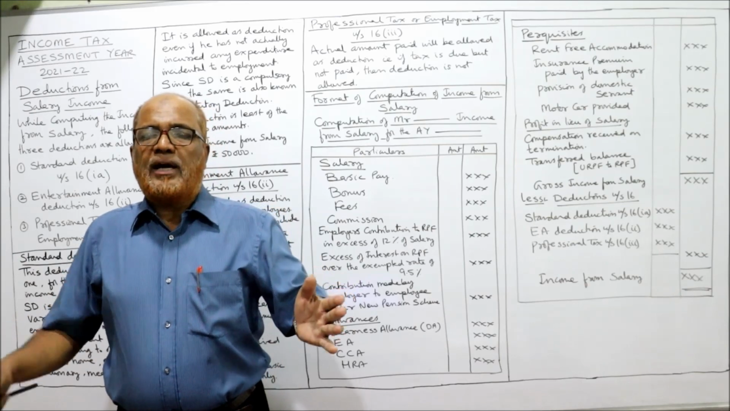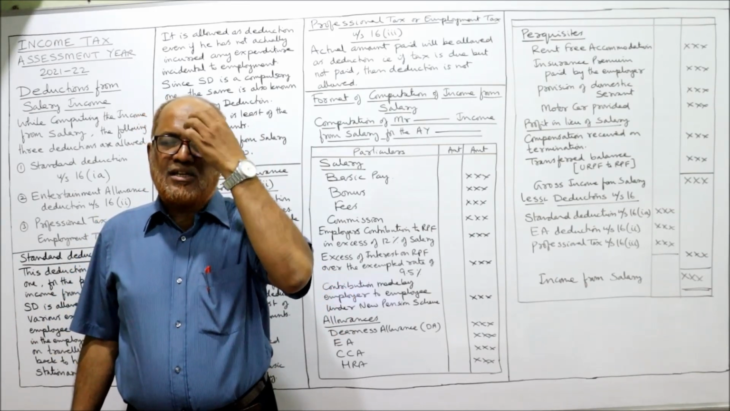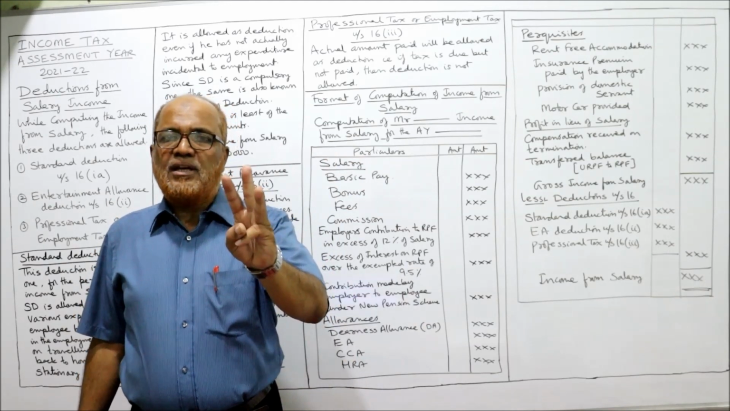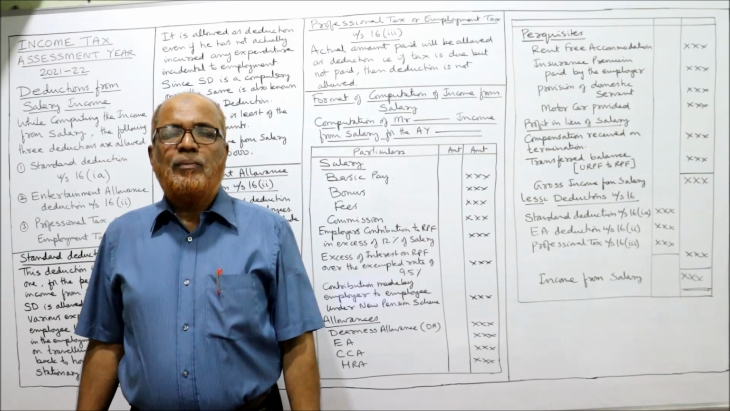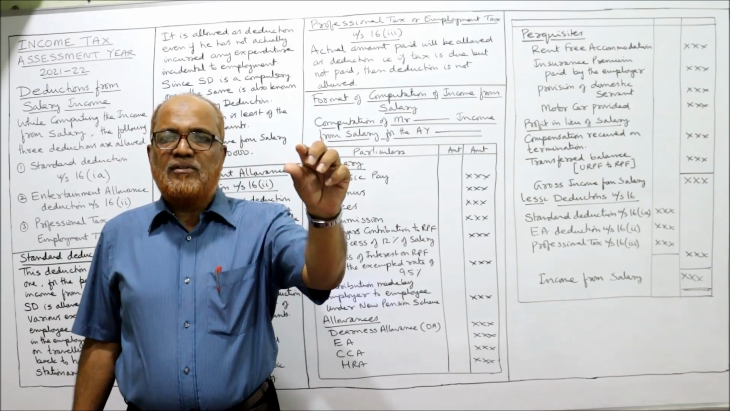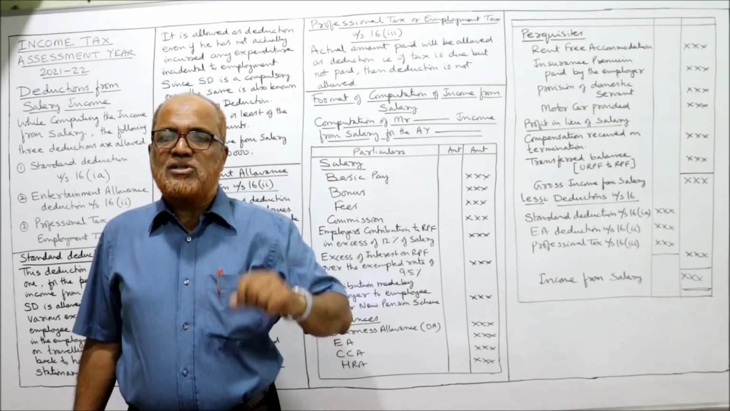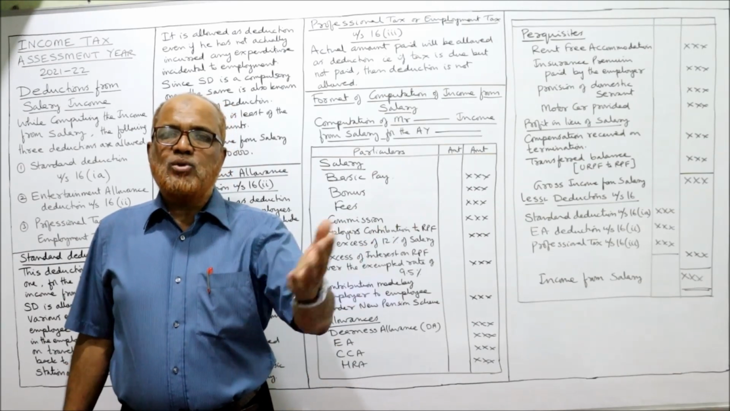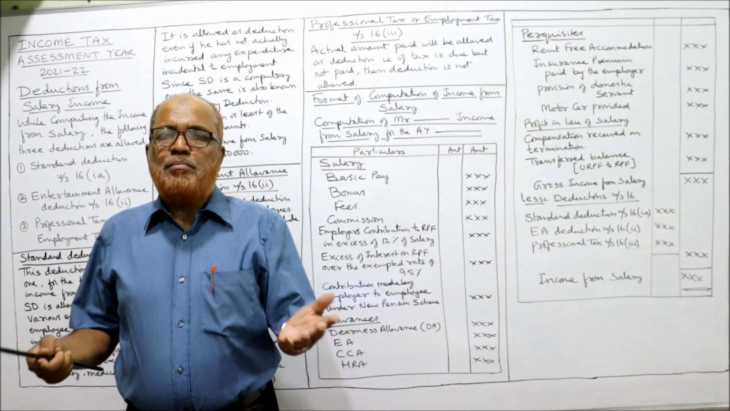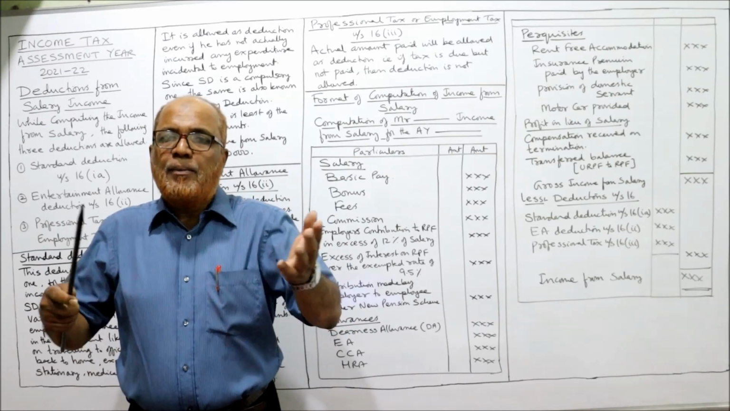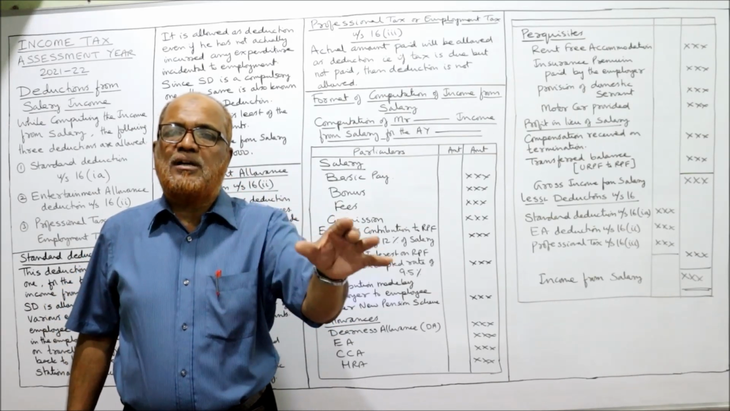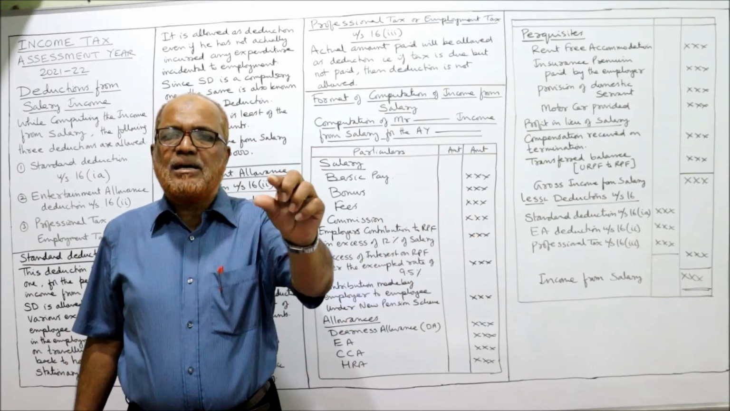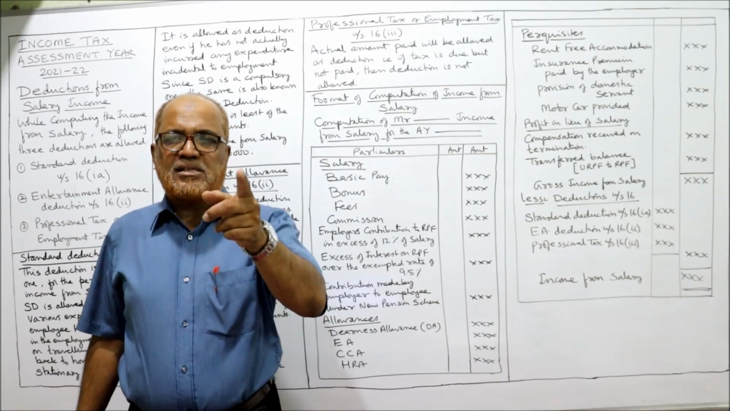All the cities are divided into two categories: the four metropolitan cities, Mumbai, Delhi, Kolkata, Chennai, and other towns. The least of the following three will be allowed as exemption. Actual HRA received, first one. Second, rent paid minus 10% of salary. Third one, 50% of salary for metro; for other towns, 40% of salary. Salary means basic plus DA if it enters for retirement benefit plus commission if it is based on a fixed percentage of turnover. All these things I have already explained in the previous video. That is called HRA exemption under section 10(13A).